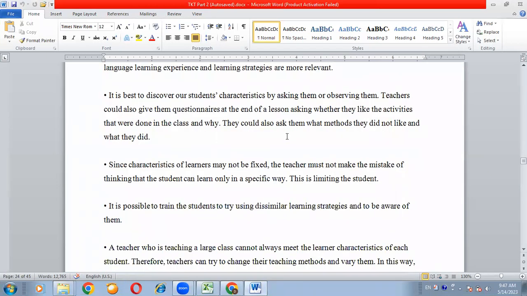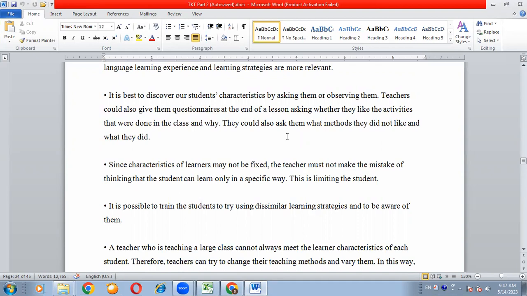Since characteristics of learners may not be fixed, the teacher must not make the mistake of thinking that the student can learn only in a specific way. This is limiting the student. Teacher හිතනවා මෙයාට මේ ක්‍රමයෙන් විතරයි ඉගෙන ගන්න පුළුවන් කියලා, ඒක වැරදියි. දැන් කලින් කිව්වානේ, different strategies should be used.